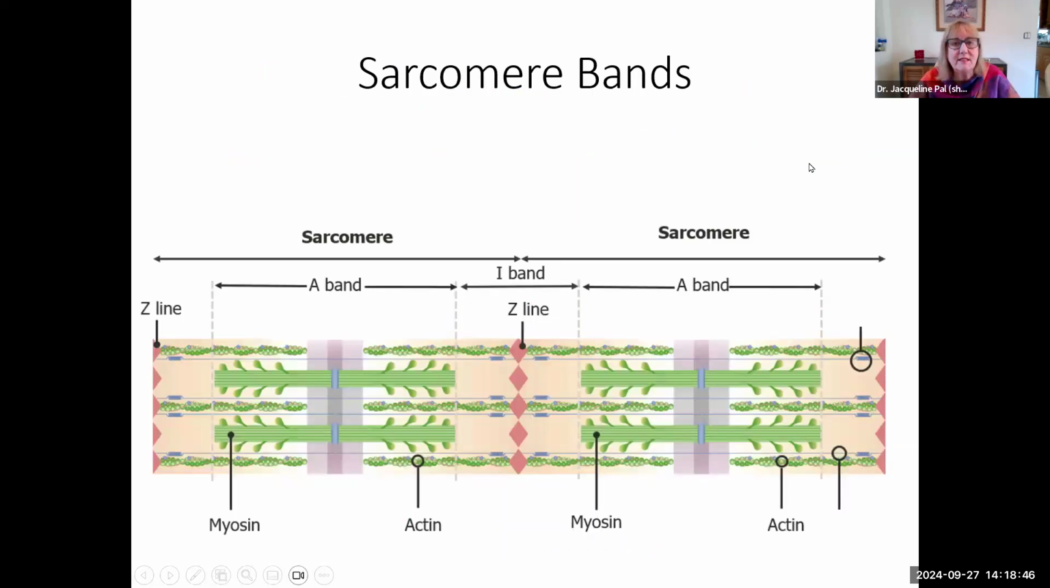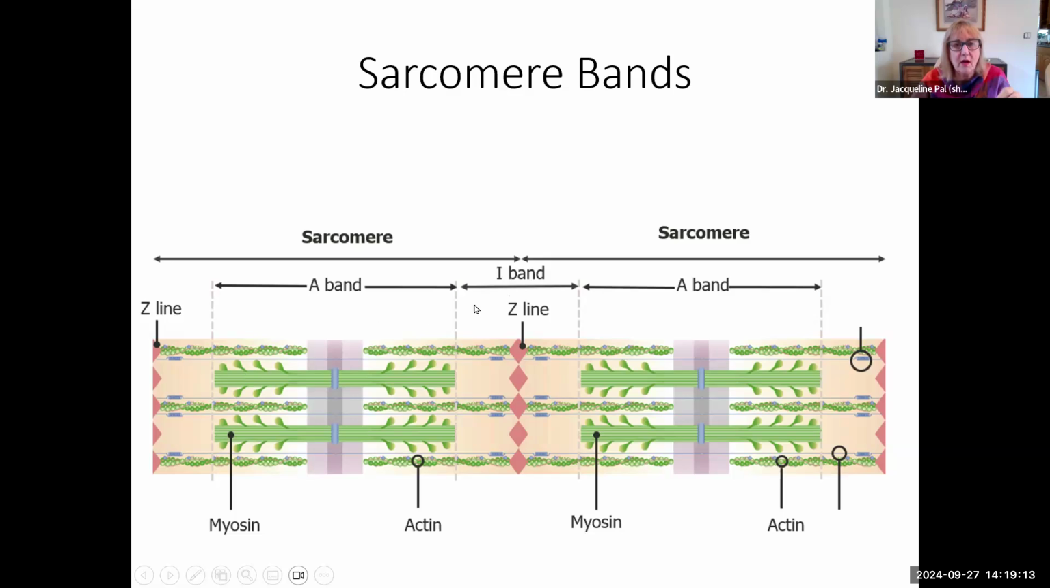Okay. So let's go back and look at another drawing of those sarcomere bands, because I don't want you to memorize any one picture. I want you to be able to look at a picture and to recognize it. So now both the actin and the myosin are in green, okay? So the Z line is shown here in red. So we know actin is attached to the Z line, which makes this the myosin, okay?